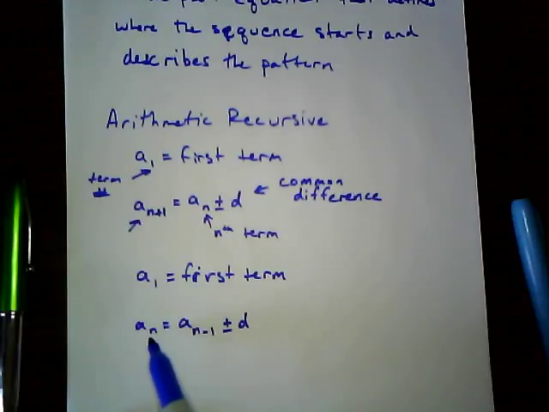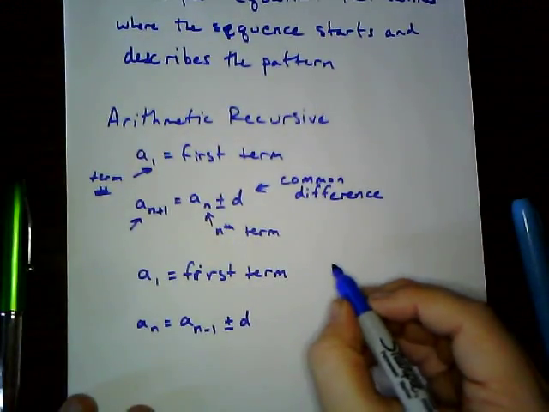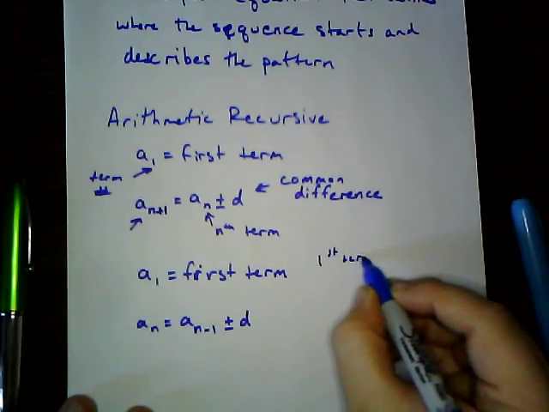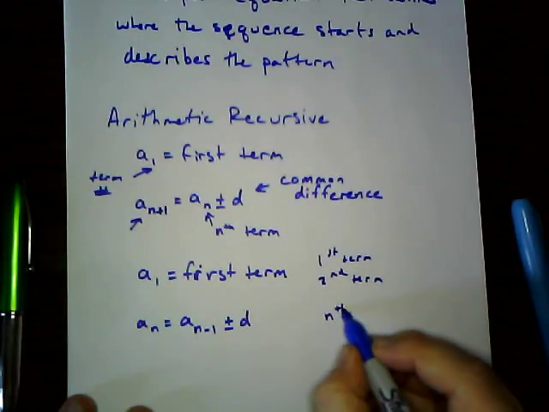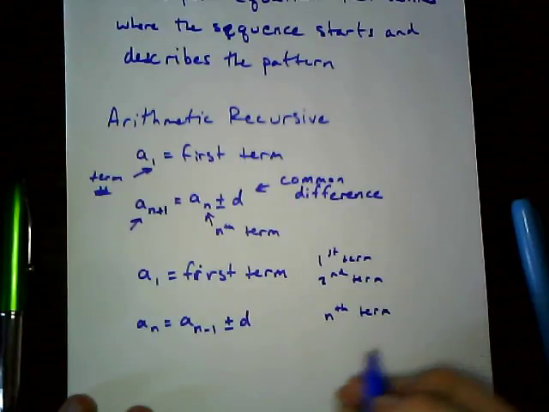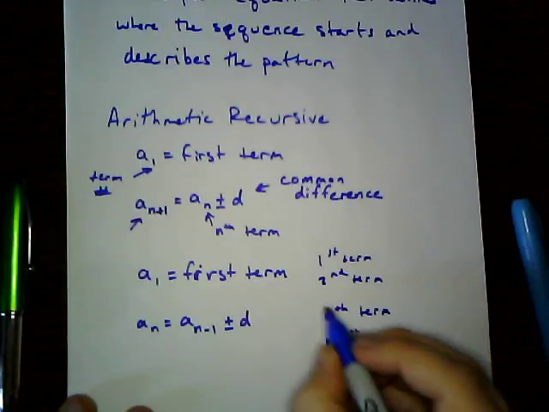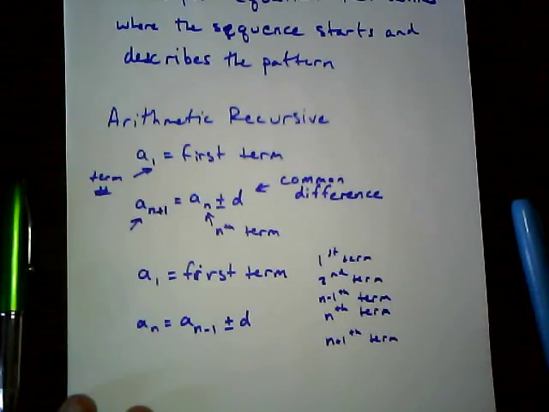Okay? So sometimes it can help if we're making a sequence here. So if I have a sequence, it starts with the first term, second term. If I have my nth term, here's my n plus 1 term. Here's my n minus 1th term. Okay? This n plus 1th term comes after our nth term. Our n minus 1th term comes before our nth term.